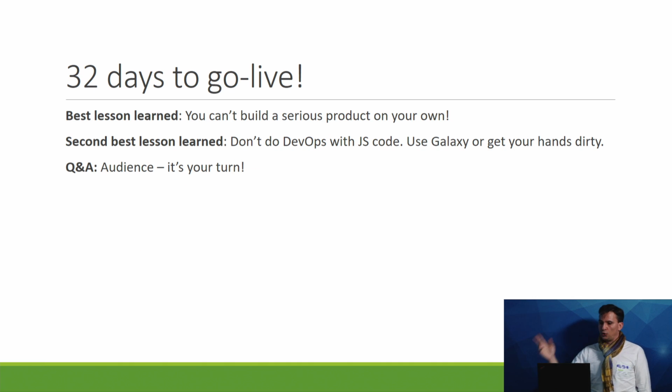And two important lessons. One, I am absolutely certain you can't build a serious product on your own. You have partners and you have clients and you have to talk to them all the time. Second, don't do DevOps with JS code. Forget about Node.js clustering and the rest. Use Galaxy or get your hands dirty with Bash scripts, Ansible.